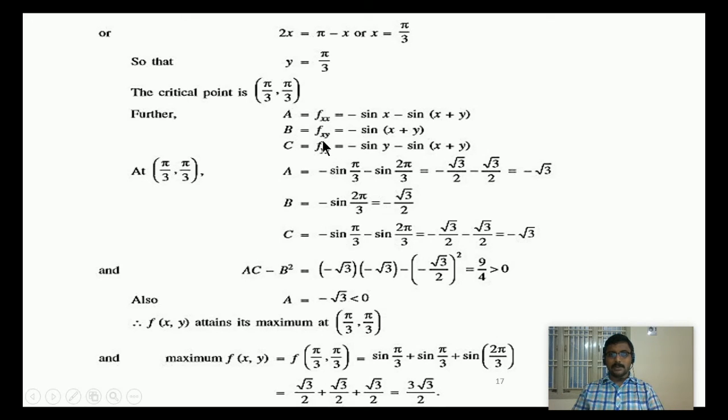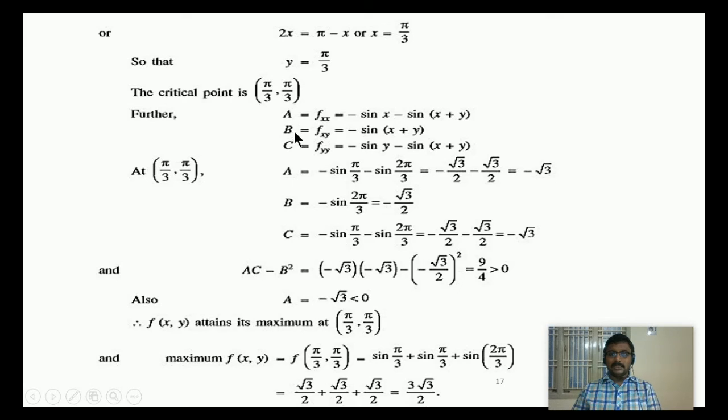Fxy is obtained by differentiating fx with respect to y or fy with respect to x. In both cases, we'll get the same result, that is negative sin of x plus y. And C is fyy, which is obtained by differentiating fy with respect to y again. So we will get fyy is negative sin y, negative sin of x plus y.